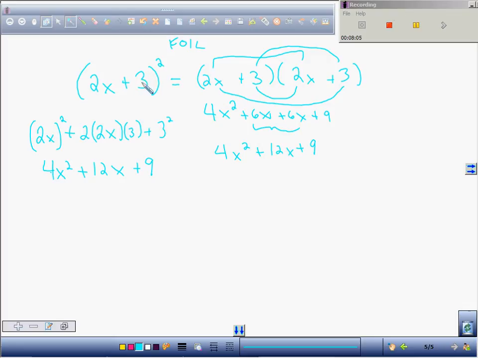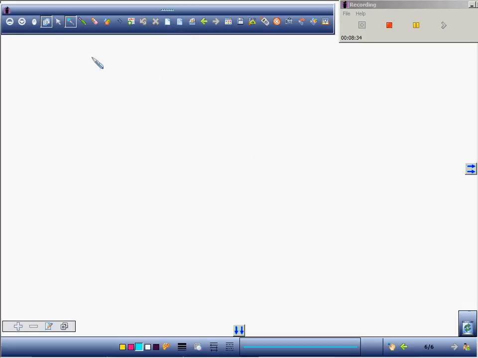It's just writing the problem in a different way. So if you don't want to FOIL or use that formula, you can go and use the box. We're just trying to show you a little shortcut. So, it also works with subtraction.